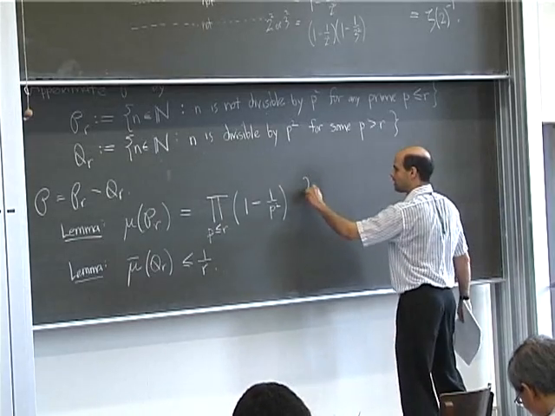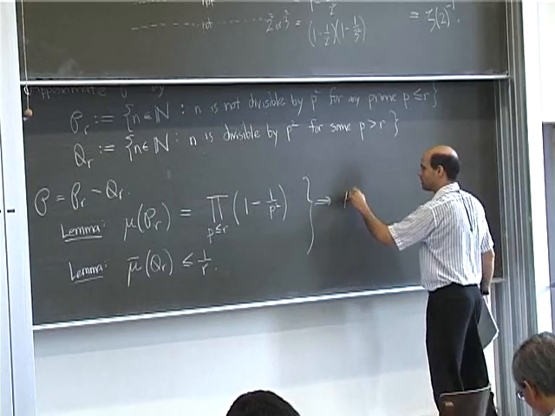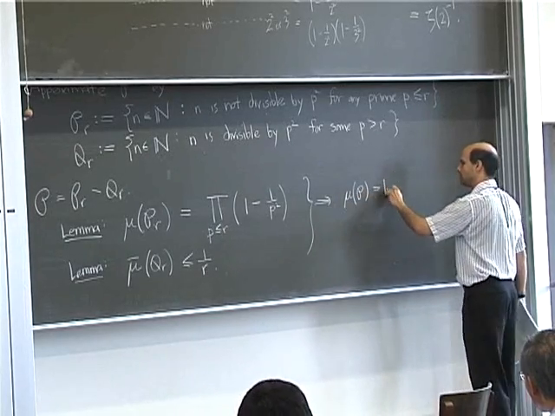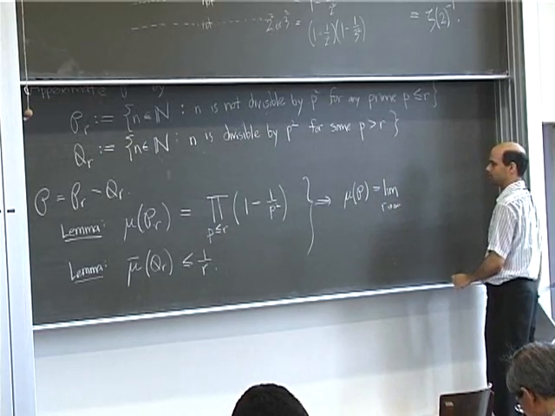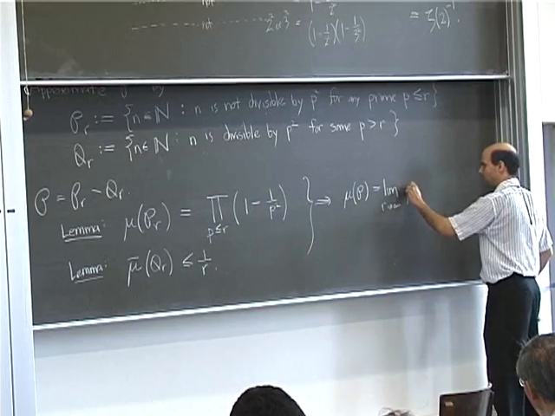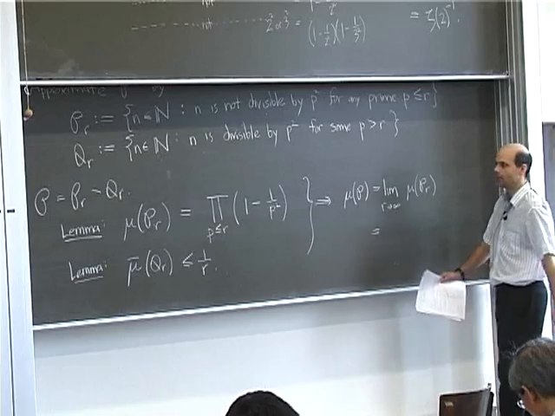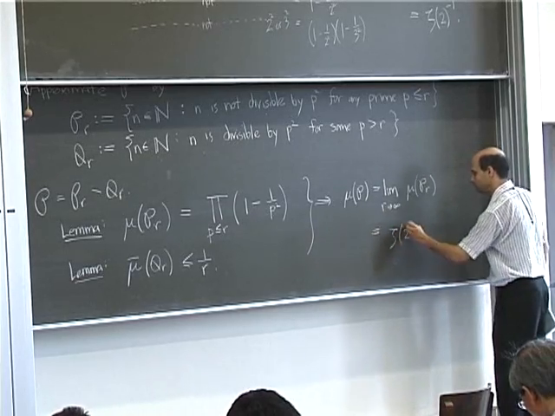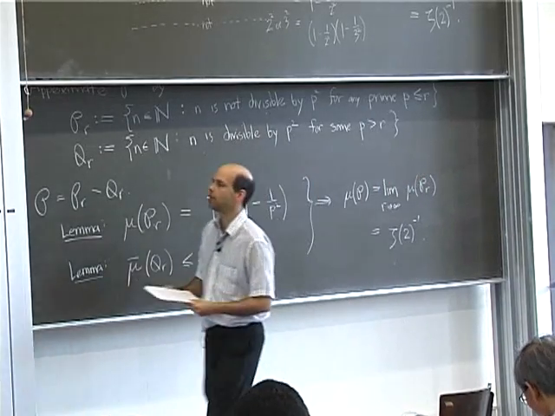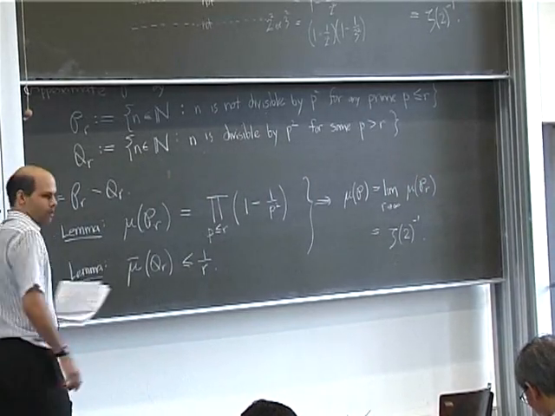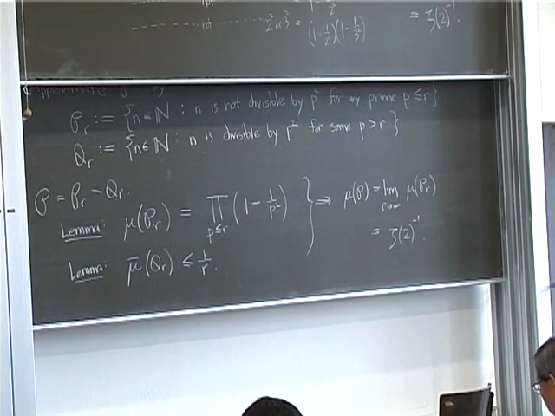And so now if you combine these two, then it'll imply that the density of P itself, if you let R go to infinity, will be equal to the limit of this density, which is the infinite product. Okay, so are there any questions about that before I move on to the proof of the Bertini theorem?